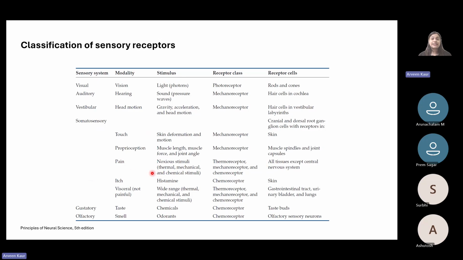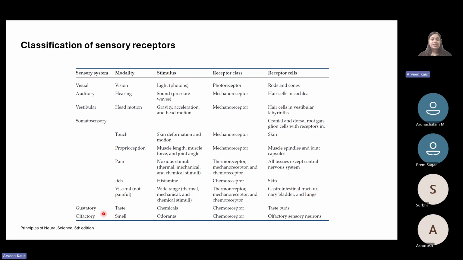Then itch. The stimulus for itch is histamine, a chemical, right? So the receptor class is a chemoreceptor, and the receptor cells are within the skin, right? Then comes visceral, which is not painful. A wide range of mechanical and thermal stimuli are there. So that is why all three receptor classes again are there. Receptor cells are within the GI tract, the urinary bladder, lung, etc.